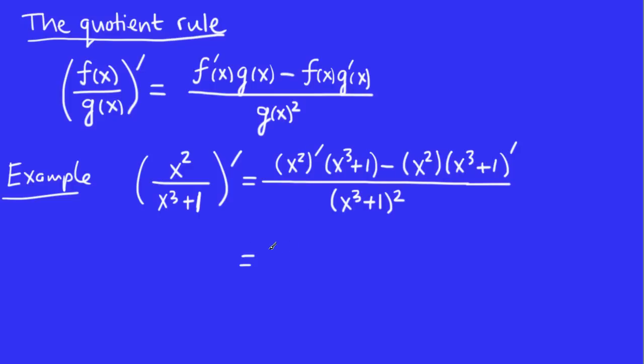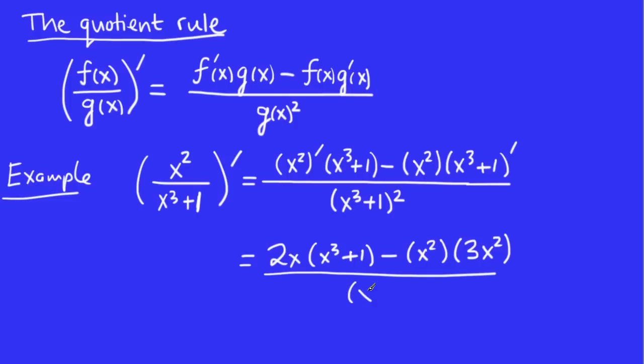The derivative of x squared is 2x. And x cubed plus 1 minus x squared times the derivative of, what is the derivative of x cubed plus 1? It's 3x squared plus 0. I'll just write 3x squared. And that's still all over x cubed plus 1 squared. Now this can be simplified. I don't want to bother with that right now because all I really want to focus on this video is how to use the quotient rule, okay? Sometimes questions are going to ask you to simplify your answers, and sometimes they'll just say leave them unsimplified.